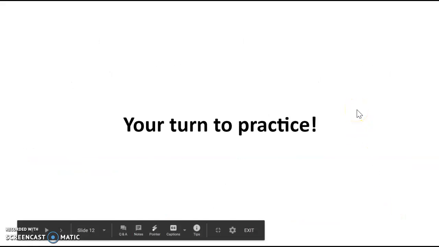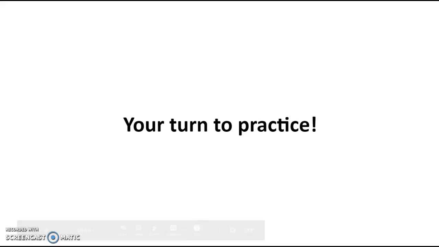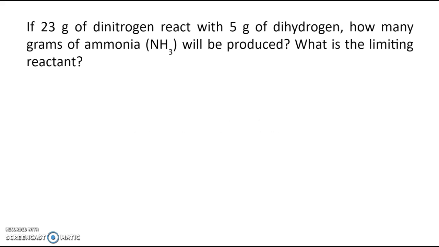It's now your turn to practice. Hopefully the stoichiometry feels pretty straightforward at this point. Now we just have to keep track of what we're looking at. First problem I want you to practice is if 23 grams of dinitrogen react with 5 grams of dihydrogen, how many grams of ammonia will be produced? What is the limiting reactant?